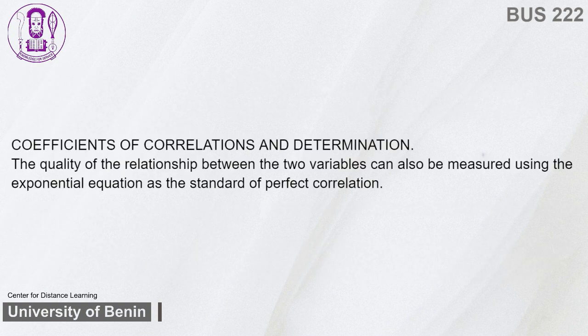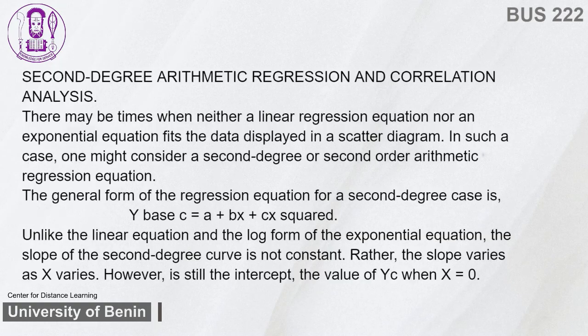Coefficients of correlations and determination. The quality of the relationship between the two variables can also be measured using the exponential equation as the standard of perfect correlation. Second-degree arithmetic regression and correlation analysis. There may be times when neither a linear regression equation nor an exponential equation fits the data displayed in a scatter diagram. In such a case, one might consider a second-degree or second-order arithmetic regression equation.